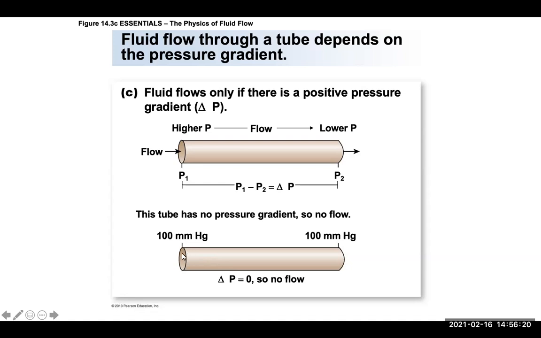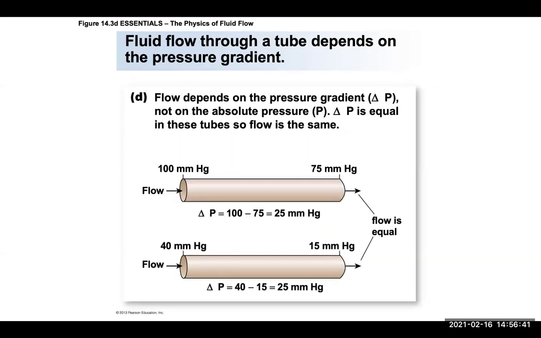This particular tube has no pressure gradient. It's 100 millimeters of mercury on the left, 100 millimeters of mercury on the right. There's no difference in pressure from one side of the tube to the other, which means there is no flow. The theoretical blood in this tube is standing still, which obviously we would know as a problem because we really need our blood to flow.